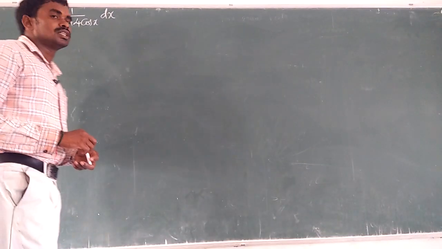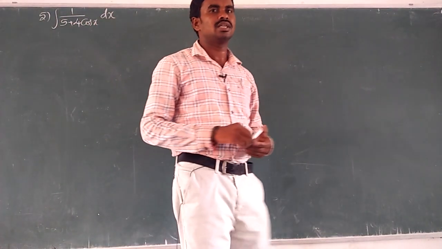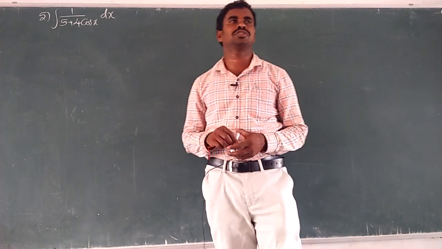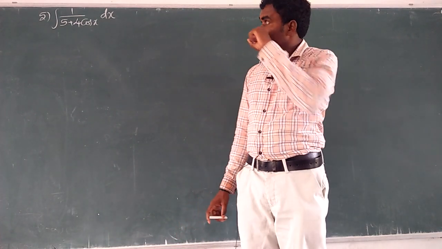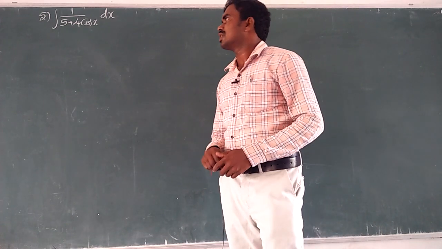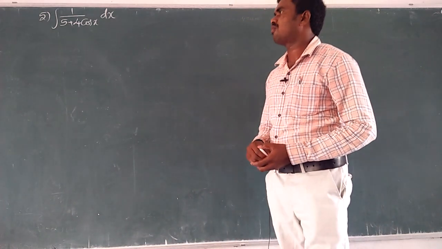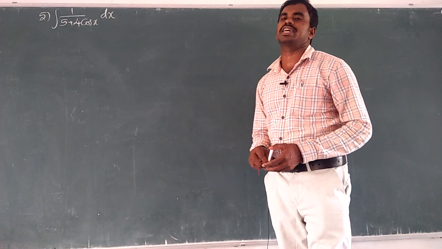Hi everybody. Second year Maths 2B, sixth chapter, integration, log questions. Okay, so fifth question: integration of 1 by 5 plus 4 cos x dx.